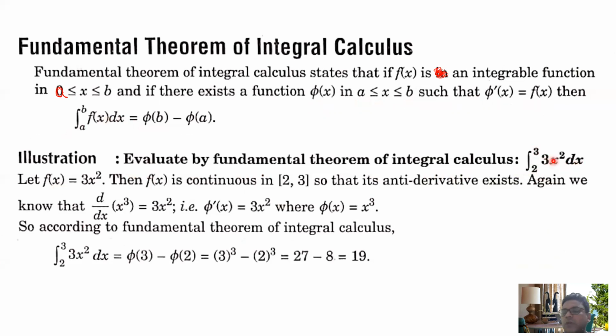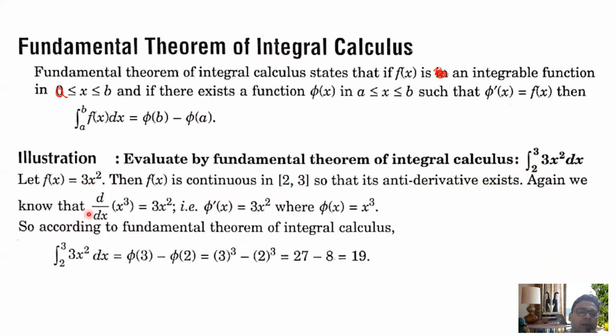What is 3x²? x² is a polynomial function, correct? Let f(x) = 3x². Then f(x) is continuous in 2 ≤ x ≤ 3. So this function is continuous within the interval 2 ≤ x ≤ 3, so that its antiderivative exists.